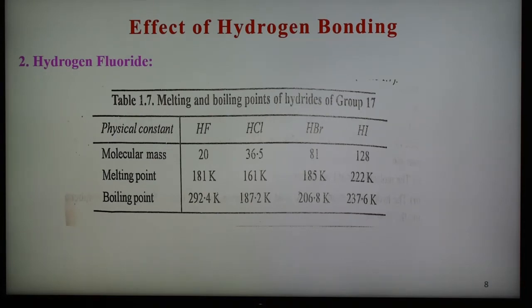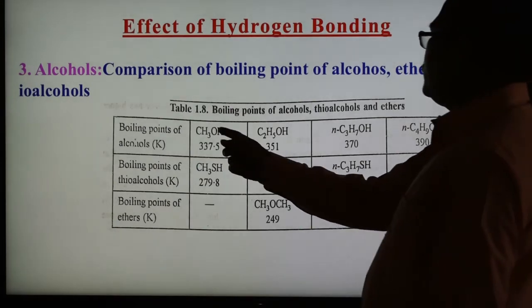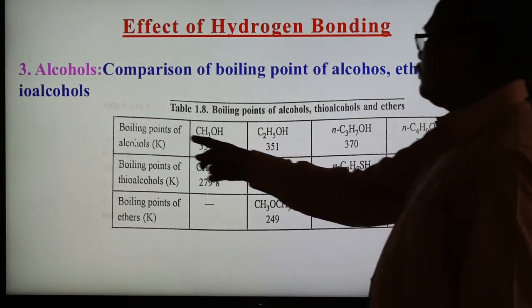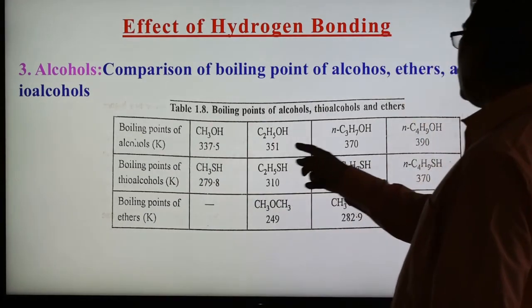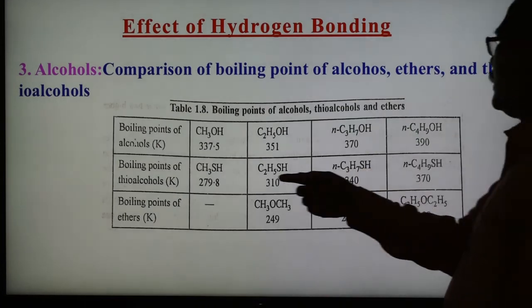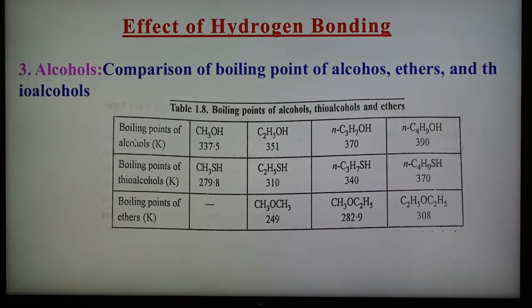The third example is alcohol, and here also we show the comparison of boiling points of alcohols, ethers and thioalcohols. Here are some compounds, and the boiling points of these three types of compounds are shown. This is alcohol: methyl alcohol, ethyl alcohol, propyl alcohol, butyl alcohol. The boiling point increases, and here the boiling points of thioalcohols are shown, and the boiling points of ethers are also shown. So different types of ethers, alcohols and thioalcohols, and we can compare them.